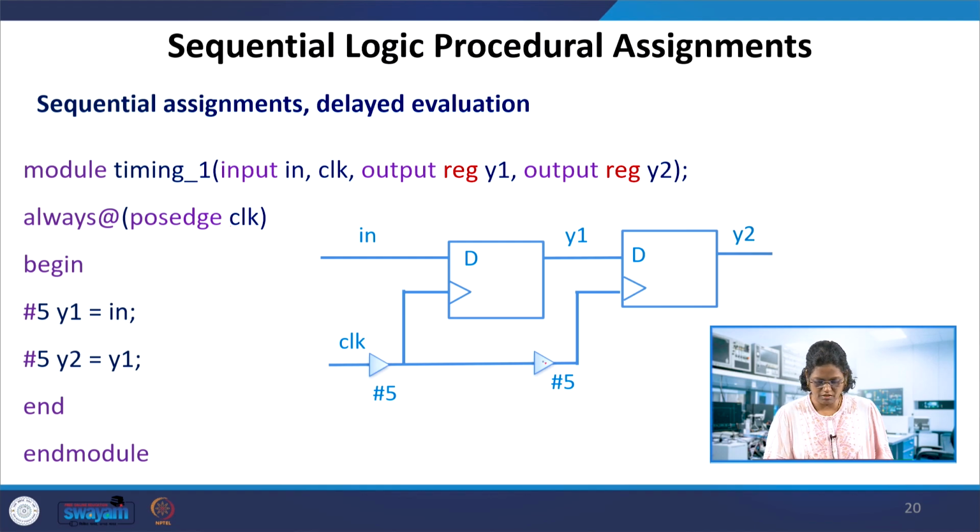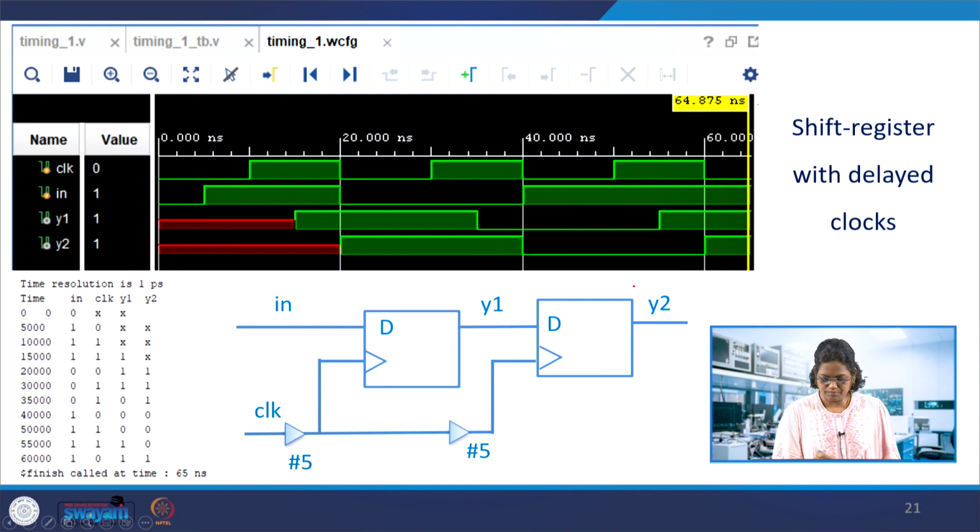After 5, and even this clock is again 5 time units delayed, the passage of the clock checks the y1 and assigns it to y2. So the evaluation itself is delayed. That can be modeled as this: the clock which is coming to the flip flop is 5 units delayed, and the second is 5 time units delayed over here. So let us look at this. This is the clock, and if we look at the first one, the clock is delayed for 5 time units.